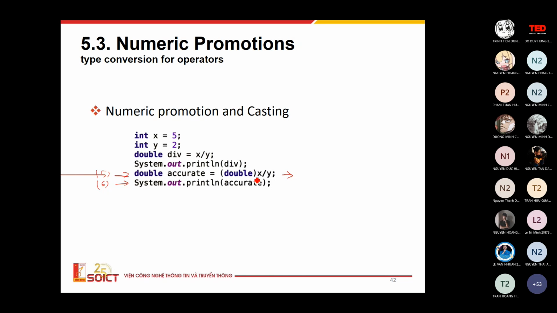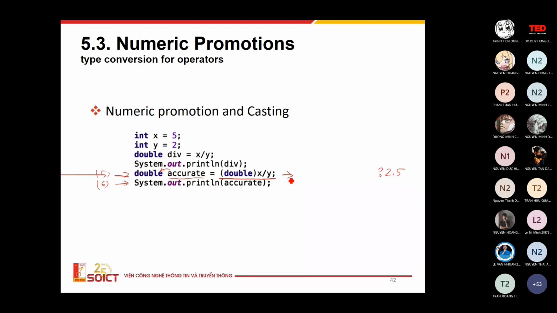Firstly, define a variable name accurate type double. And secondly, we will try the value to accurate. Okay. And what is the value? You explain for me this. The value after the fifth line is 2.5. Why? You explain for me.